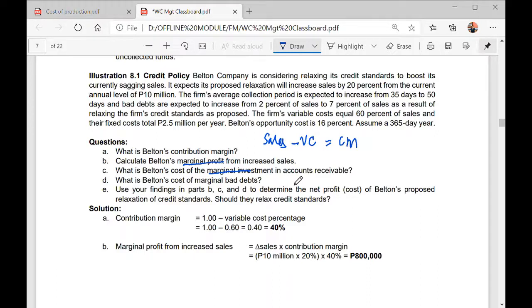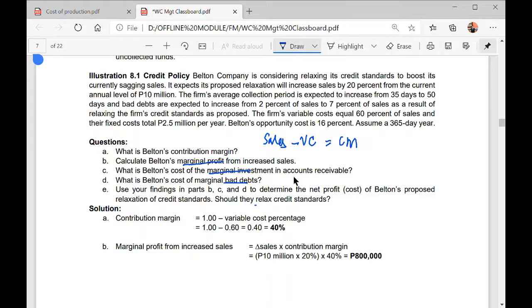And then another question here is, what is the cost of the marginal bad debts? Pila man daw ang gasto sa additional nato nga bad debts. Sa mga bad debts, katong mga di nato makolekta. And then using your answers in A to D, determine if sakto ba nga mag-relax sa credit standards. Okay? So what happened here?